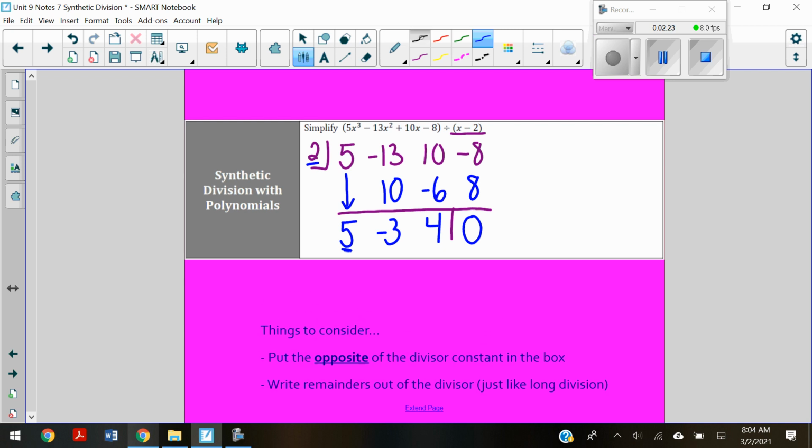And so now we're going to write this back into our form with our variables. So we look at our first term, and we're going to go 1 power less. So it was an x cubed, so I'm going to now say 5x squared. That 5 came from here. Now I have my minus 3x. I'm just going down in powers, and it's a plus 4. And then this is my solution. So if I did this with long division, I'm going to get that exact same solution.